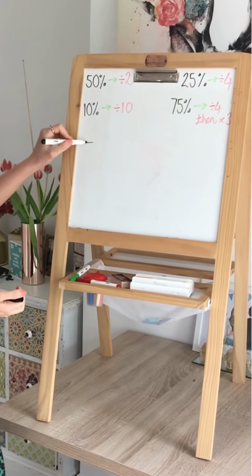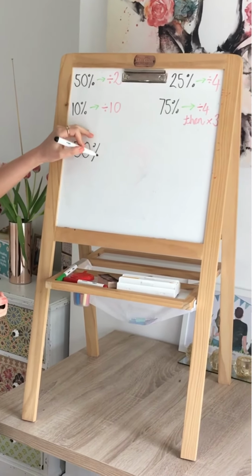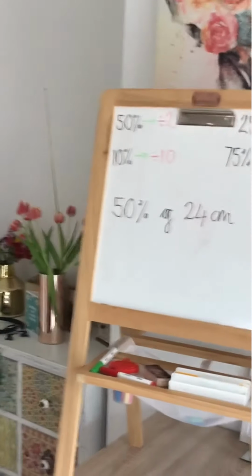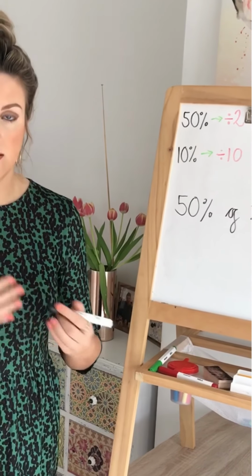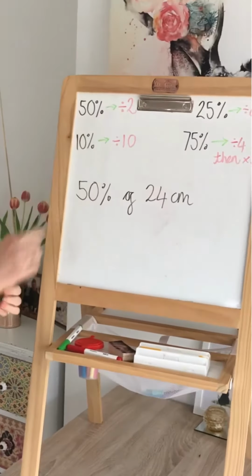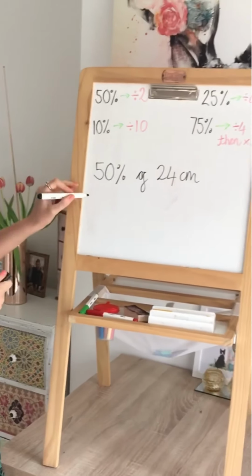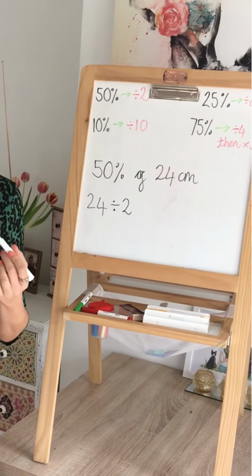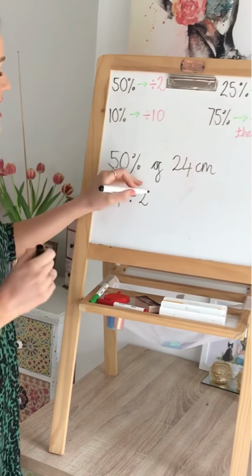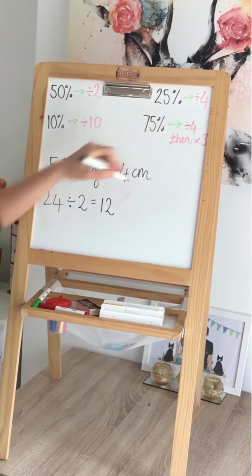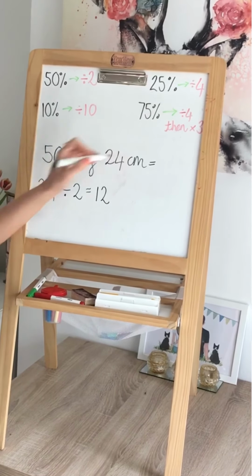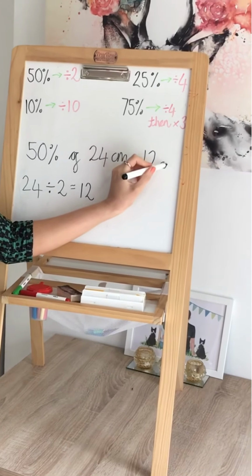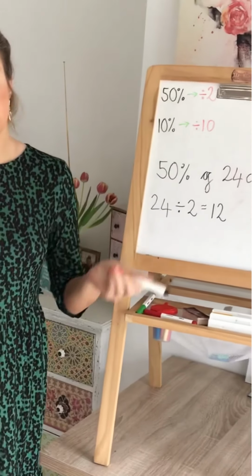So if the question was find 50% of 24 centimetres, we know that 50% is the same as a half, therefore we divide by 2. So we're doing 24 divided by 2. We can use our magic maths for that. And our answer is 12. Make sure when you put your answer in, you really look at your units of measure and make sure that your answer includes those as well. So that's a nice simple one to start with.